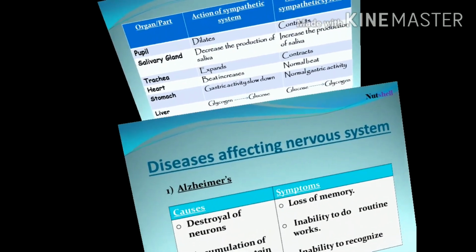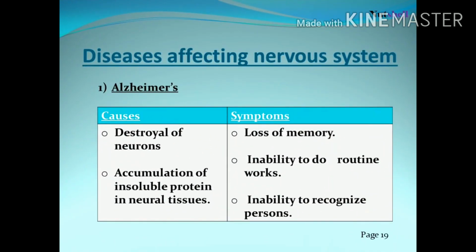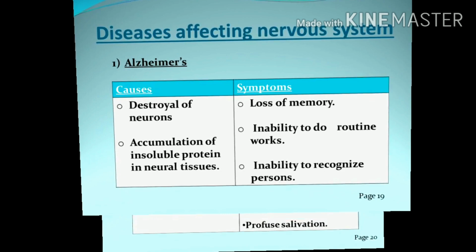Now let's have a look at the different diseases affecting the nervous system. The main disease affecting the nervous system is Alzheimer's. Causes: destruction of neurons due to the accumulation of insoluble protein in neural tissue. Symptoms: loss of memory, inability to do routine work, inability to recognize persons.